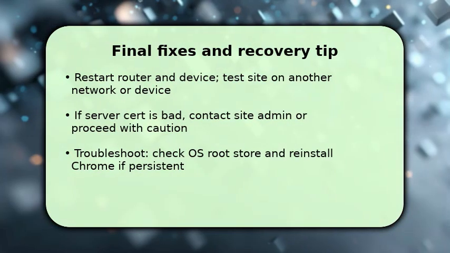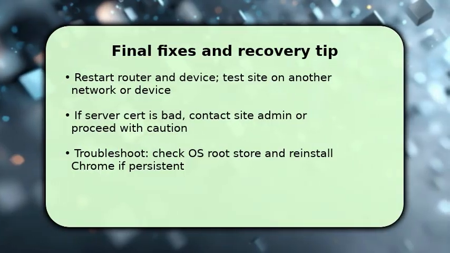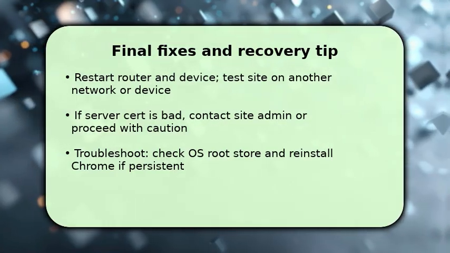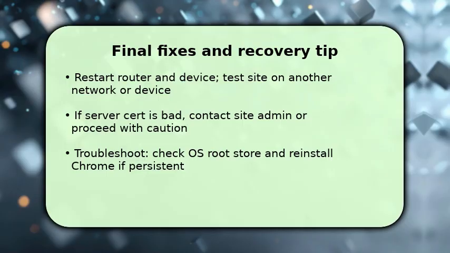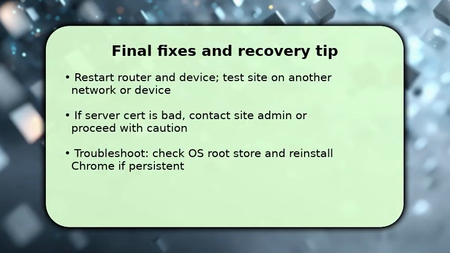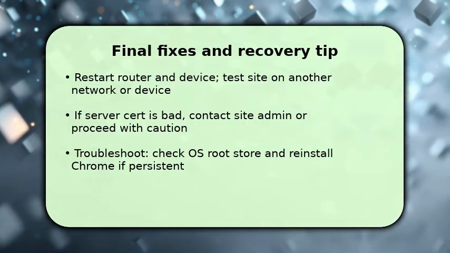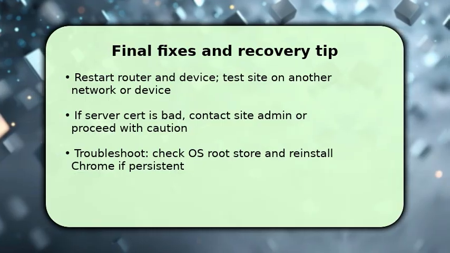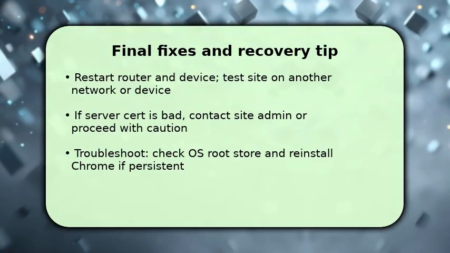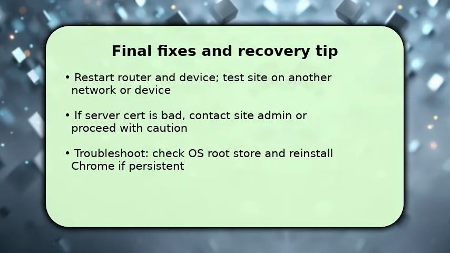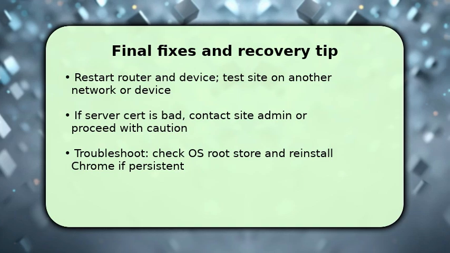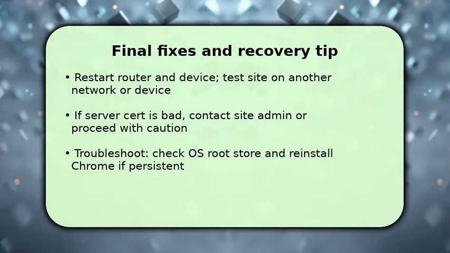Finish by rebooting your router and device, then test the site from another network or device to rule out local network interception. If the server certificate is invalid, contact the site administrator and avoid entering sensitive data. Only proceed with caution if you understand the risk. If problems persist, check your operating system's root certificate store for revoked or removed CAs, and, as a last resort, reinstall Chrome to clear corrupted profile settings. If you still see the error, use the troubleshooting tip below.